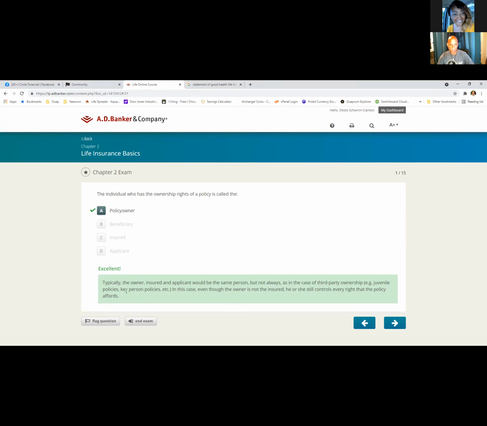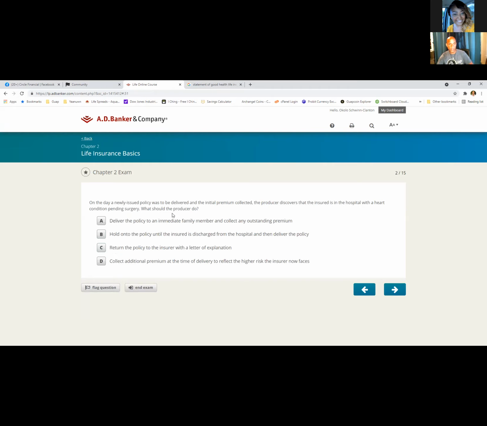Just so you know what a key person policy is, let's say you've got a key employee at your job that, if that person were to be gone or to die, your business could suffer immeasurable loss, like your top salesperson who sells 80% of everything. If he's gone or she's gone, then you would want life insurance to be able to replace that person and also replace the money that they were providing.